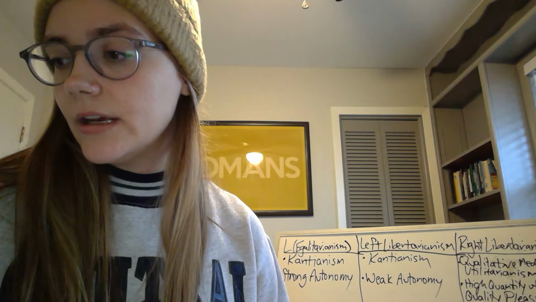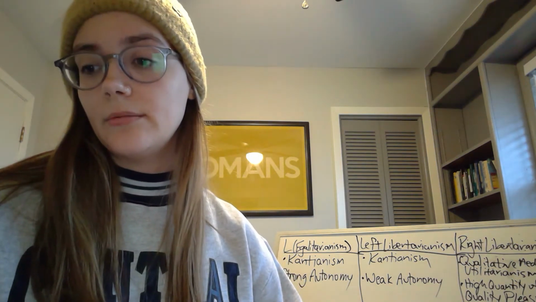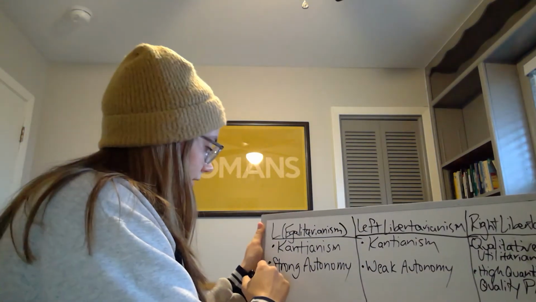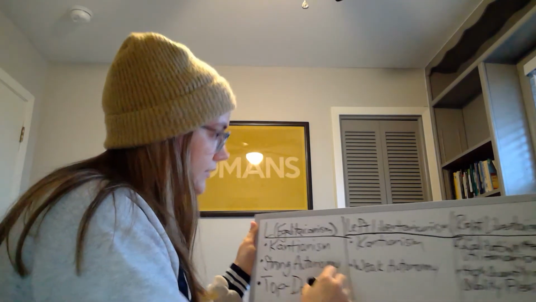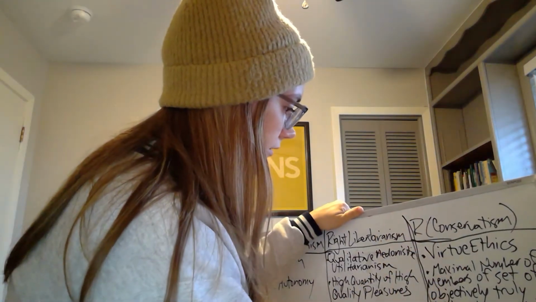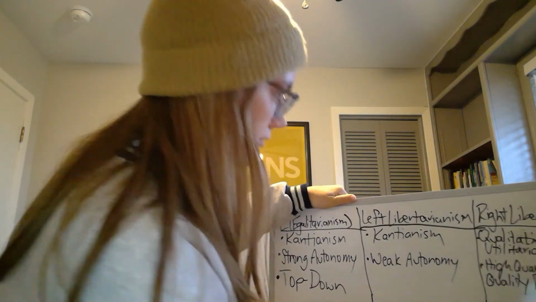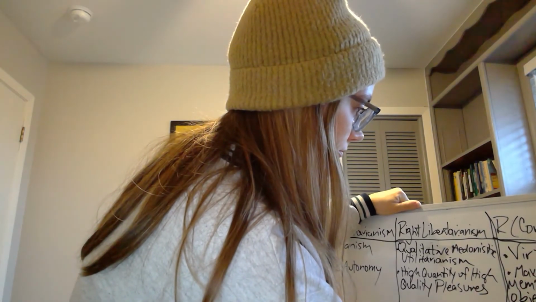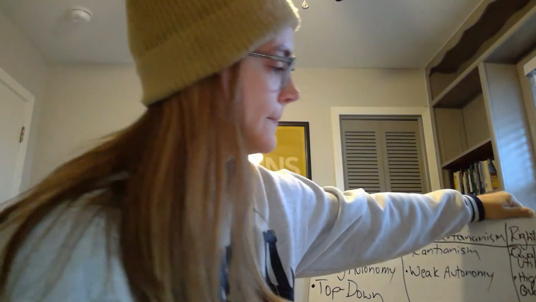All right, then here's the big difference between egalitarianism and conservatism. Egalitarianism is top-down, and conservatism is bottom up. Bottom up. Okay, what do I mean by that?